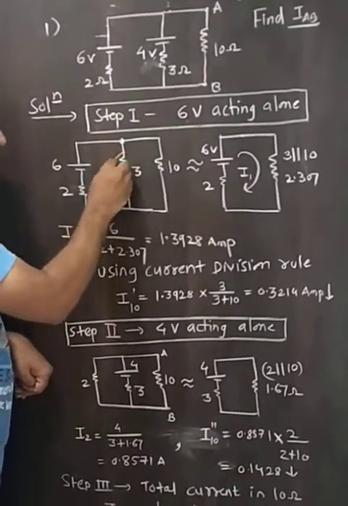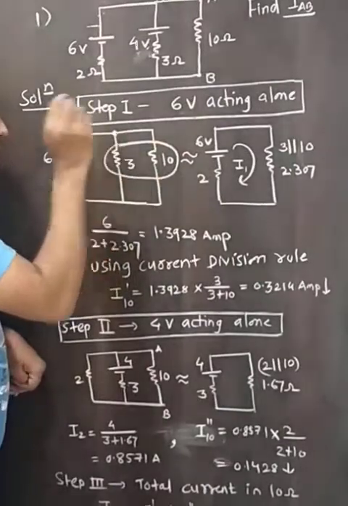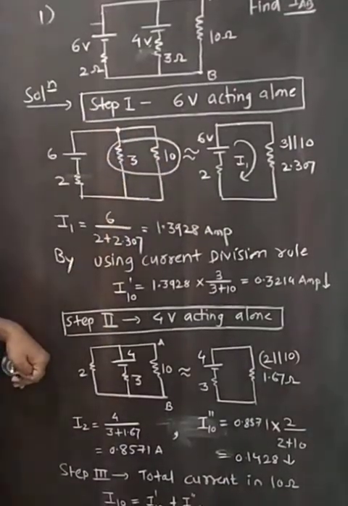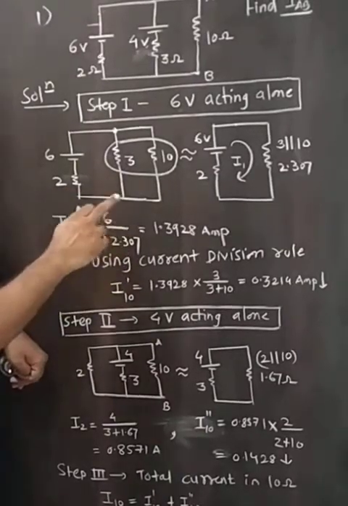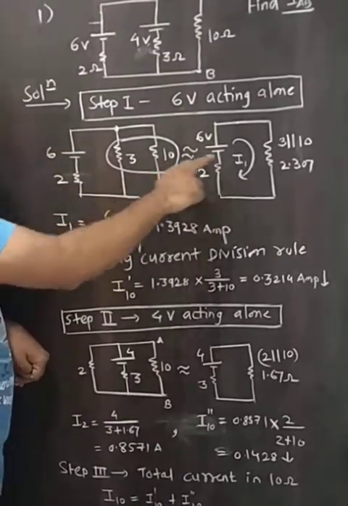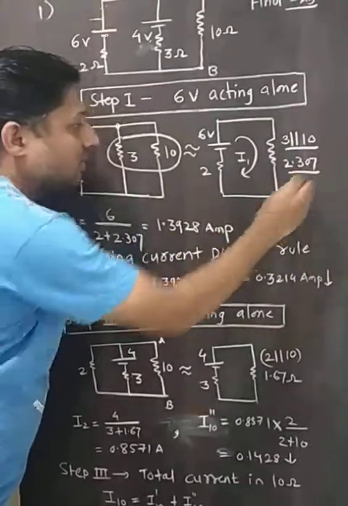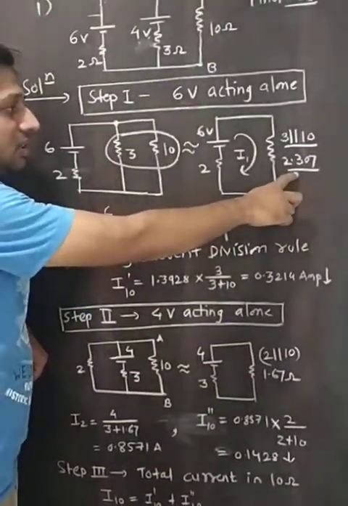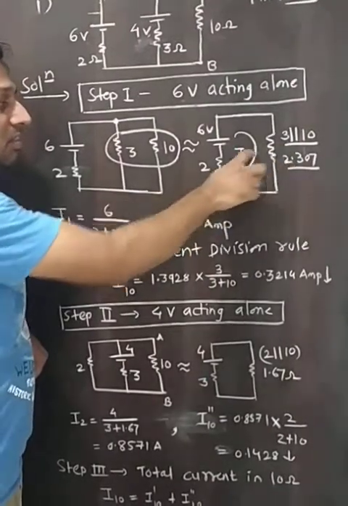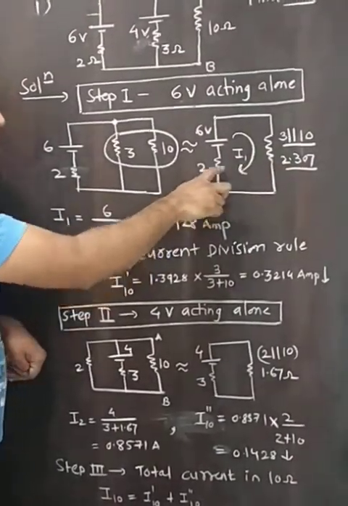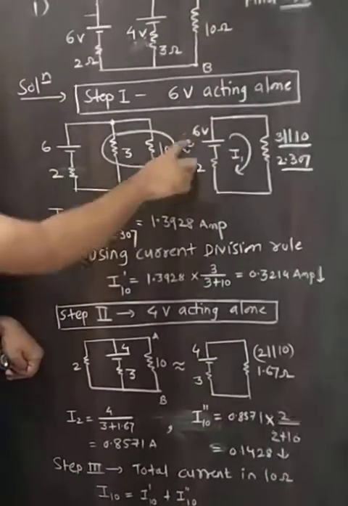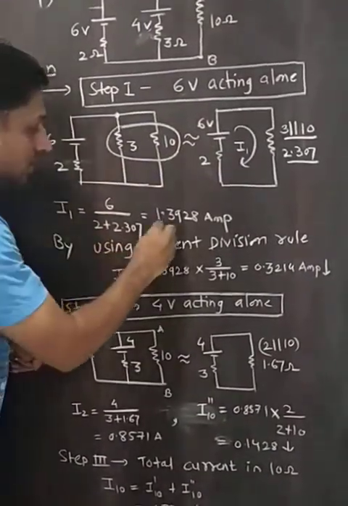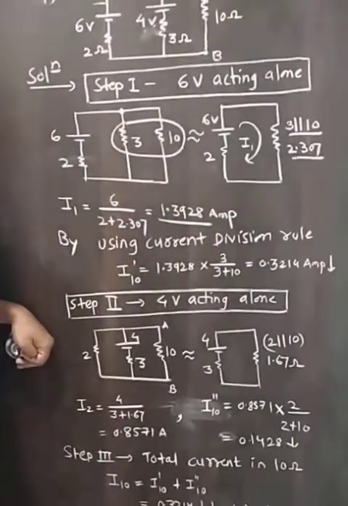So again we have to redraw this network. Here the 4 volt is replaced by a short circuit, so the circuit becomes like this. In this, the 3 ohm branch is parallel with this 10 ohm. So we have to reduce this network to find the current flowing through this 10 ohm branch. We will solve this parallel combination and get 2.307. This equivalent resistance of the parallel combination becomes in series with this 2 ohm. So total current I1 is equal to 6 divided by 2 plus 2.307.